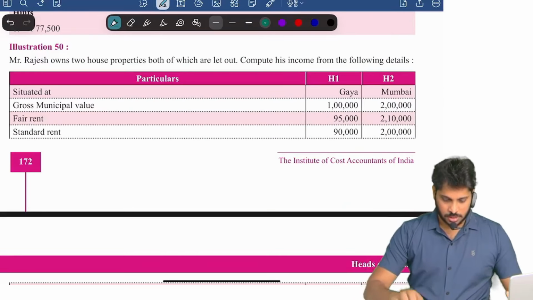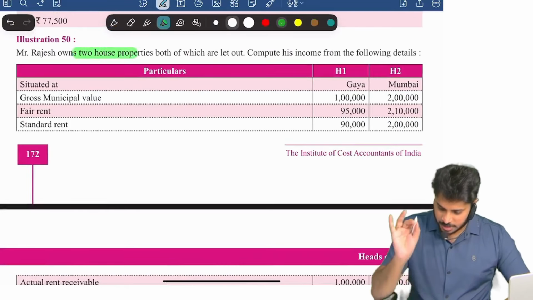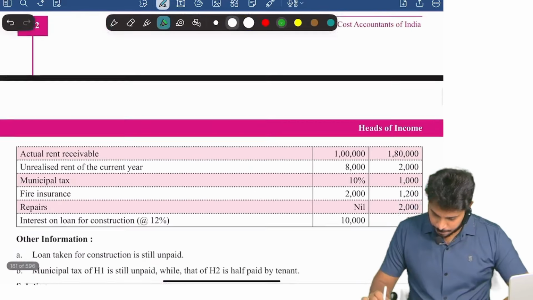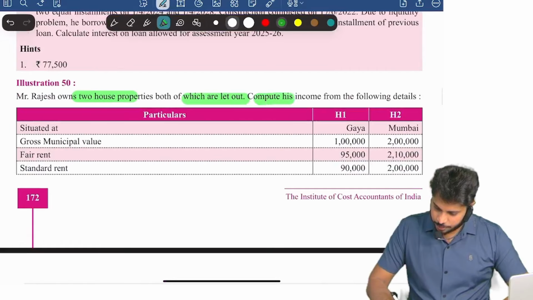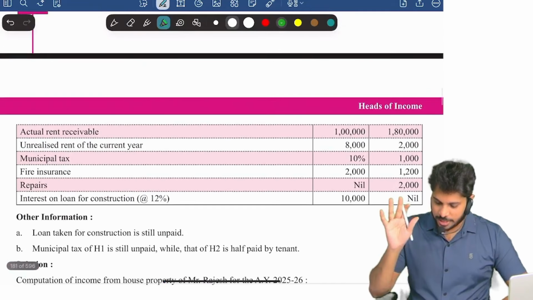So now let's continue. 50th question. She has 2 house properties, both are let out. Now what are they asking? Compute income from the following details. They are asking literally to compute income from house property.